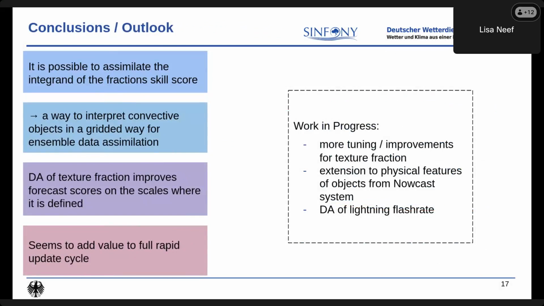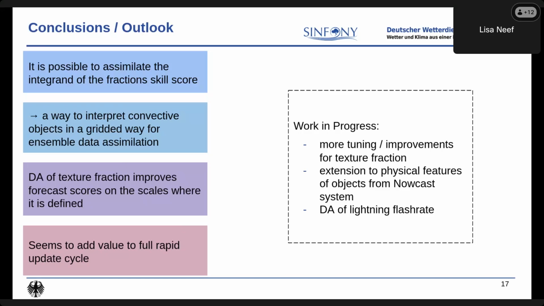Basically, it is possible to assimilate the integrand of the fraction skill score. And what that gives us is a way to interpret convective objects in a gridded way for ensemble data assimilation. We have found through some tuning and a lot of testing that the assimilation of the texture fraction improves forecast scores on the scales where we define this quantity. And when we add it to the existing rapid update cycle system, it seems to add value. So this is exciting. I would like it to add more value than it currently does.